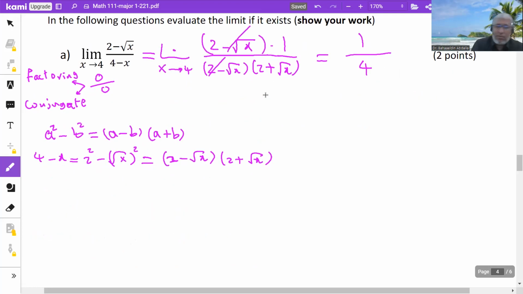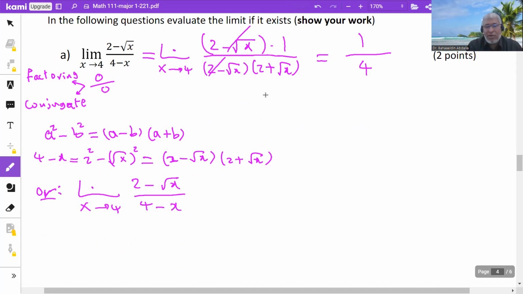Of course, if you want, you can solve by multiplying by the conjugate. So after you replace x by 4 and you find 0 over 0, and you have a square root in the 2 minus square root of x in the numerator, you may think of multiplying by the conjugate. And the conjugate of two terms is the same two terms, but you change the sign in the middle, only the sign in the middle. And when you multiply these two fractions, you multiply the numerators.